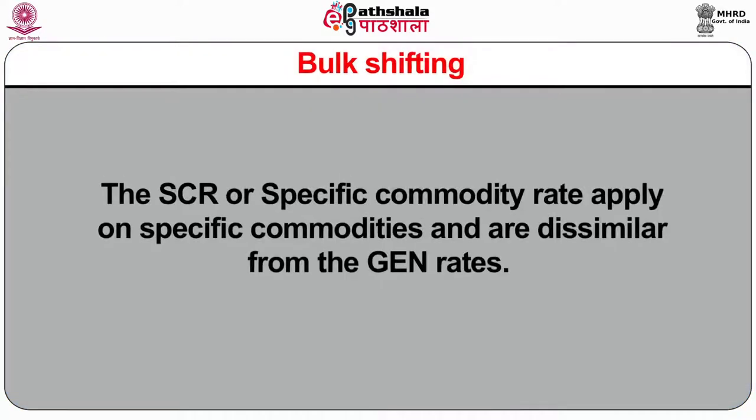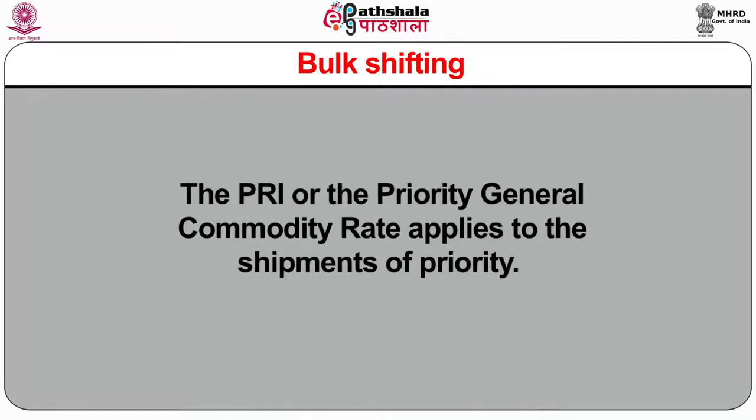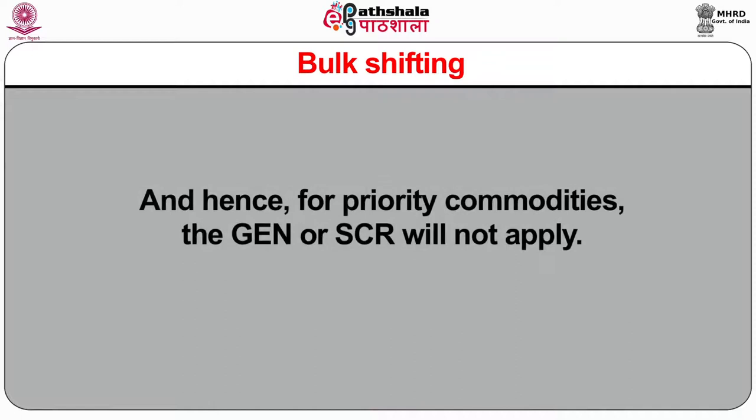The GEN, or general commodity rates, apply for all commodities apart from the goods or commodities not accepted for carriage. The SCR, or specific commodity rate, applies on specific commodities and is dissimilar from the general rates. The PRI, or the priority general commodity rate, applies to shipments of priority, and hence for priority commodities the GEN or SCR will not apply.